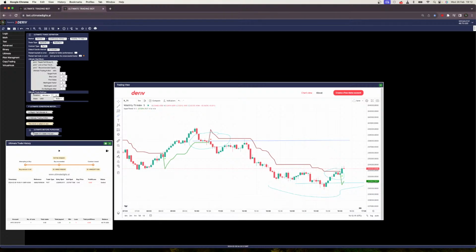But for now we have to stop, because on 5 minutes the price has closed above this super trend. So that means the top down analysis has been broken. The top down analysis rule has been broken. So that was that.